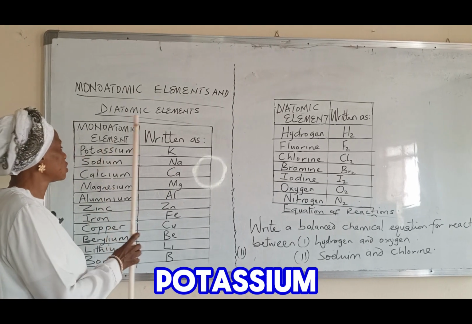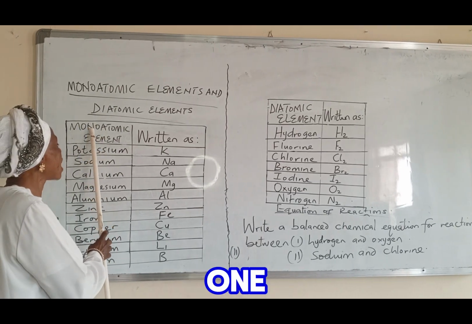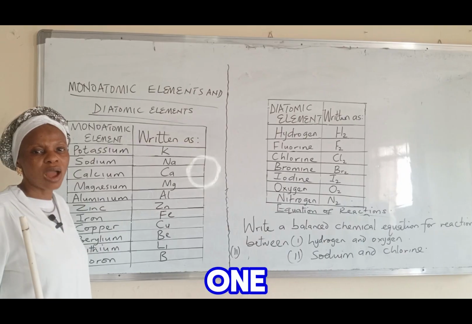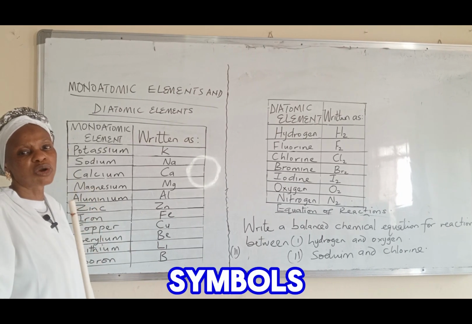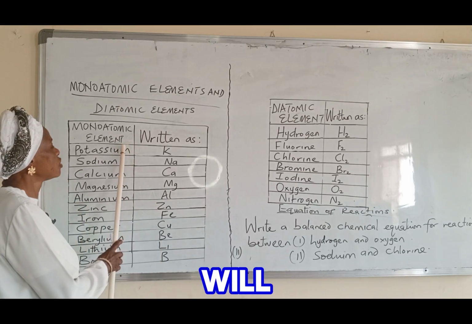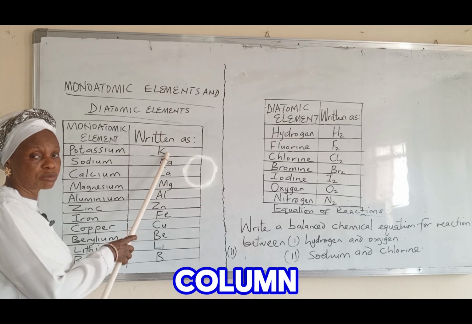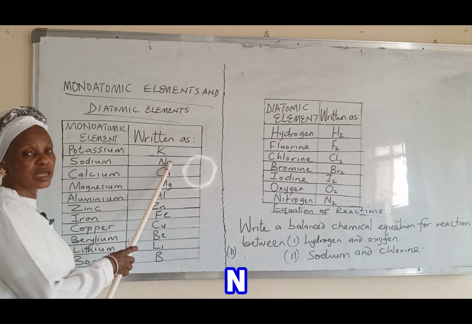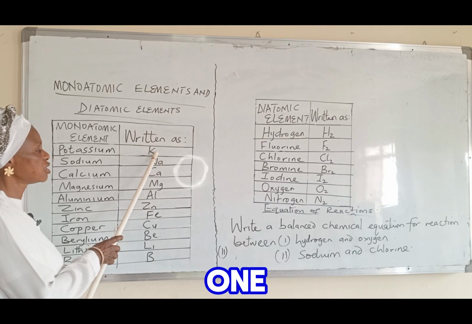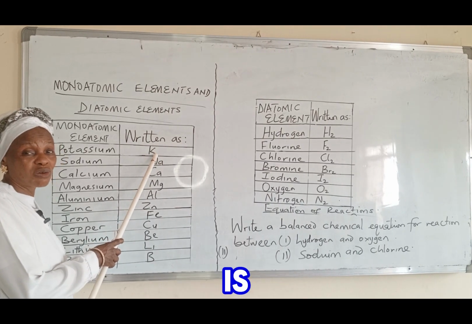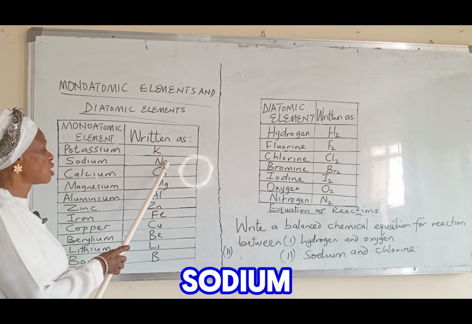Look at potassium. It's mono. Mono means one. It means one atom. An element that has one atom, and the way it appears is the way its symbol is. Potassium will be written as K, the normal symbol of potassium, and sodium, Na, from natrium. It's one atom. The one is always written as a subscript. So K is just K1, sodium is Na1.